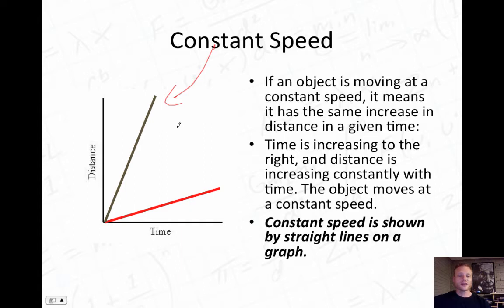You'll notice there's 2 lines here, actually 3 lines. Whoops, sorry. Each of these lines, what's different about them? Well, they all show constant speed. Okay, they all are straight, right? But one is faster than the other.